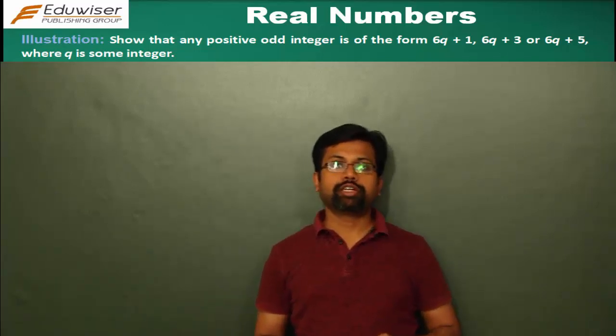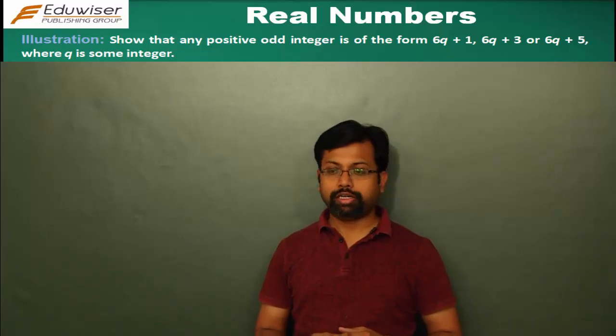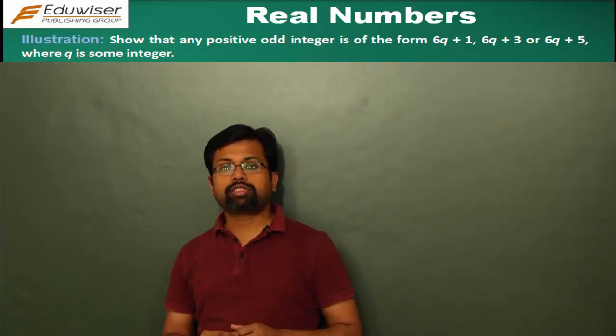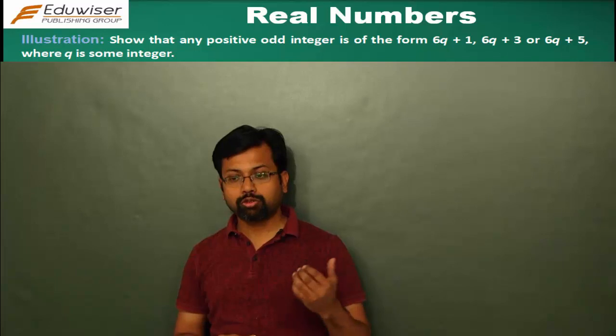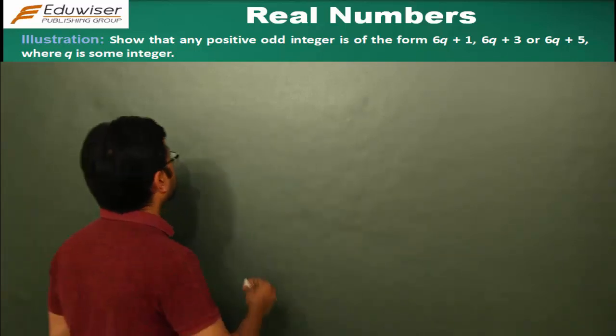Now the next question related to the Euclid division algorithm is to show that any positive odd integer is of the form 6q plus 1, 6q plus 3, 6q plus 5, where q is some integer. Now how do we solve this kind of a problem?